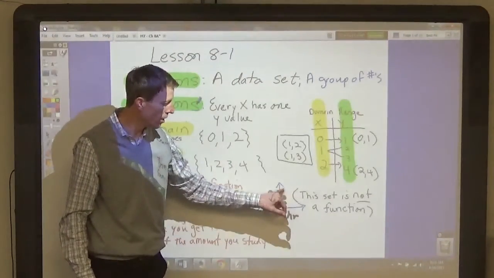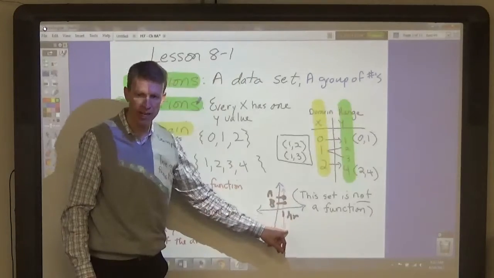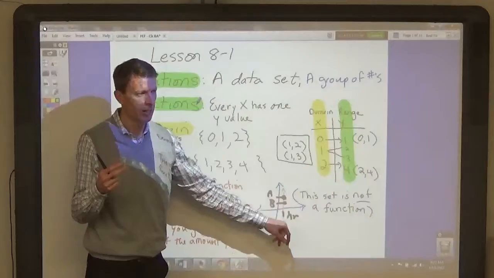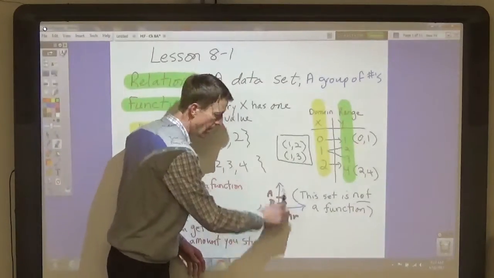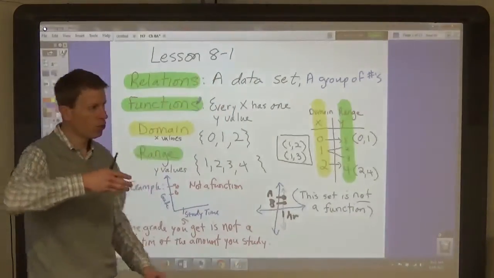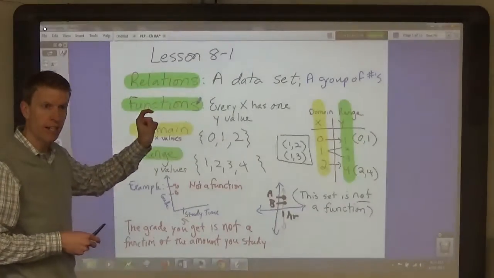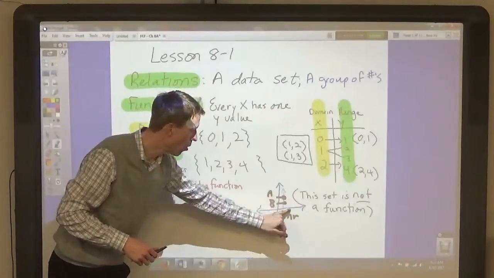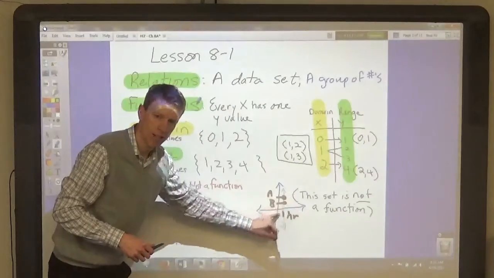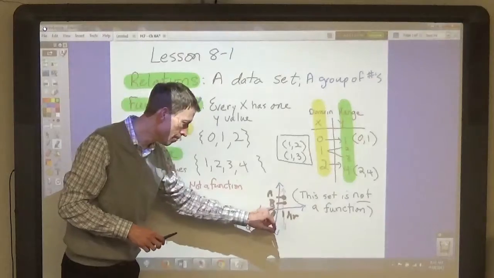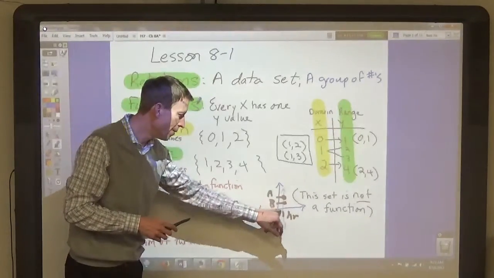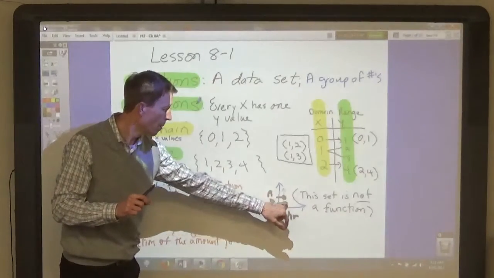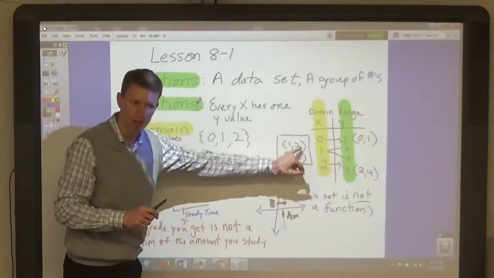If you can draw a vertical line through any 2 points, then it's not a function. If you can't draw a vertical line through any 2 points, then it is a function. Because every x value would only give you one y value. In this case, the x values have 2 y values.